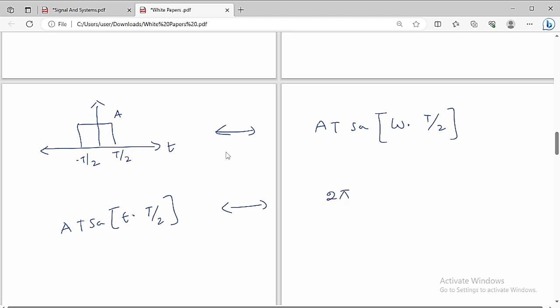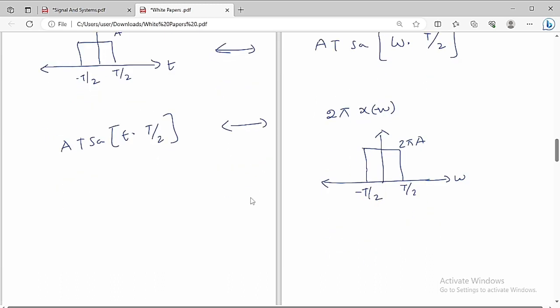So, 2 pi into x of minus omega. As x of t is equal to x of minus t, x of omega is also equal to x of minus omega. So 2 pi into x of omega, because x of minus omega is equal to x of omega. So how are you going to get this? This will become 2 pi A, this is T by 2, this is minus T by 2, with respect to omega, that is what you are going to get here.